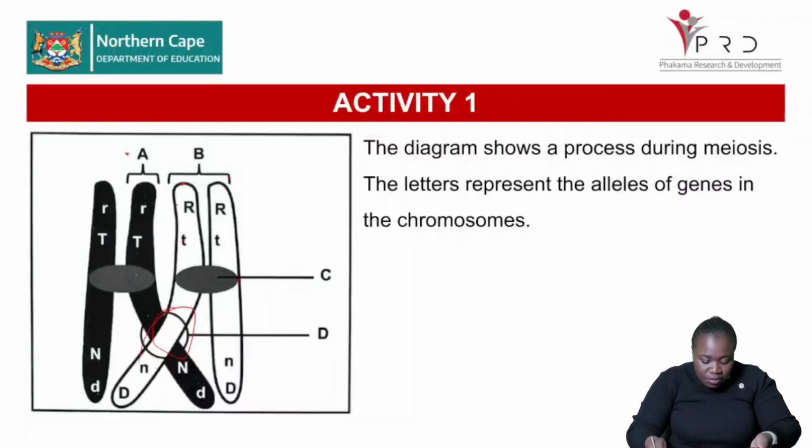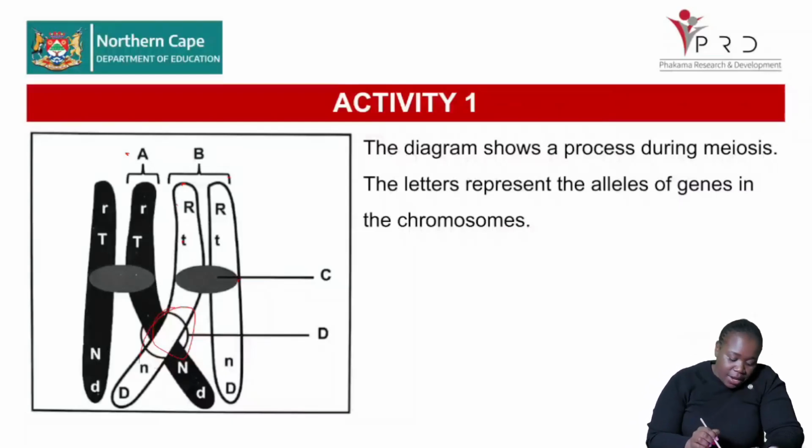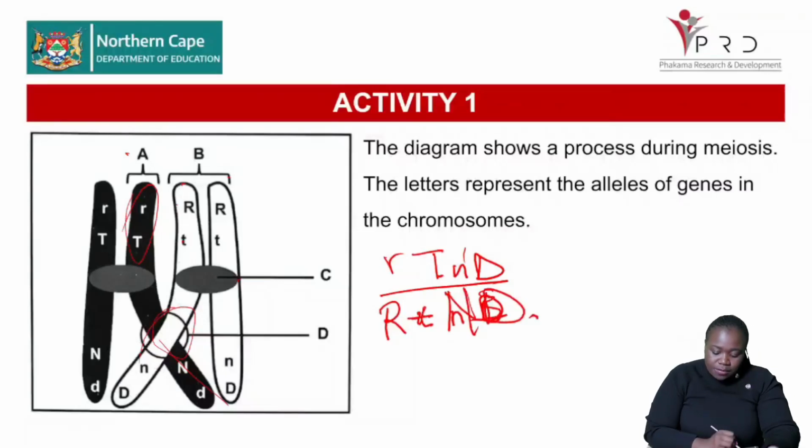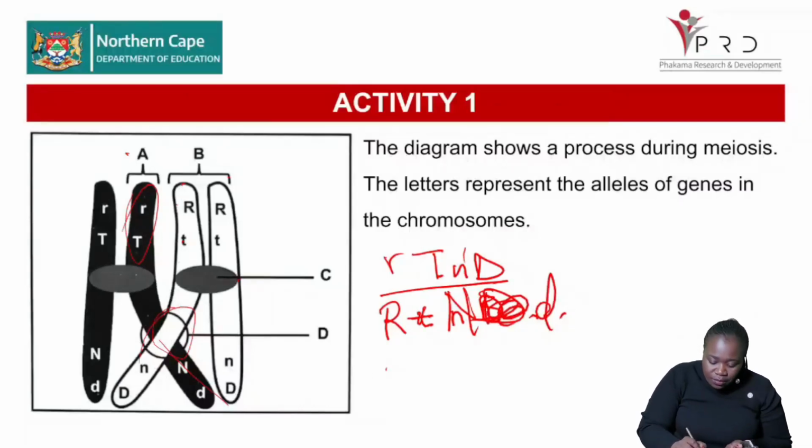So now, before we can even move on to the questions, we can see that here crossing over is taking place, meaning that this black chromosome will now end up with RT and the white part ND, right? And then the white chromosome is going to end up with RT and, no, small letter d, so it will be RT N D.